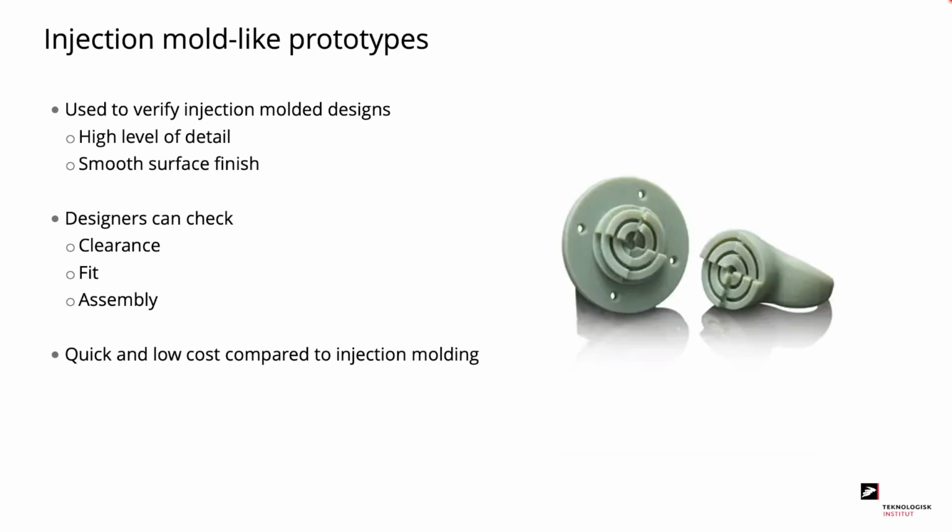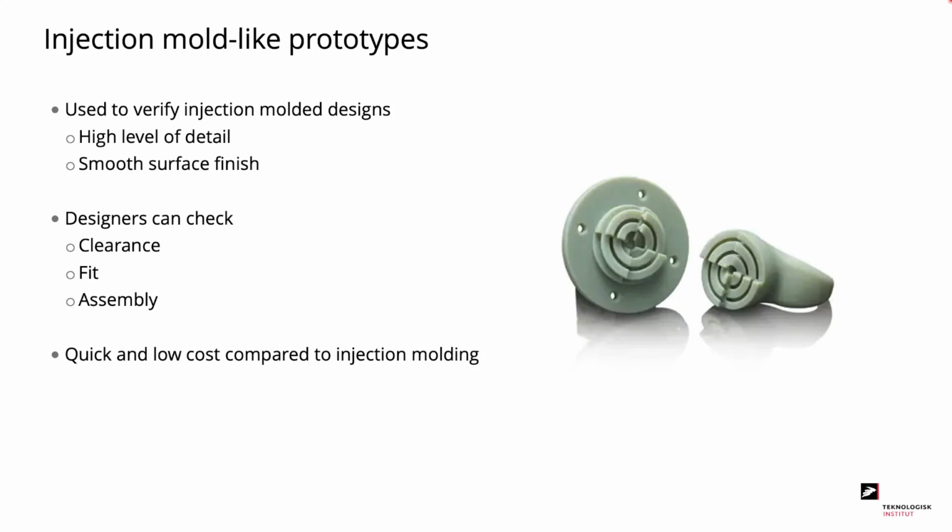Another use for material jetting is injection mold-like prototypes. Here, the technology is used to verify injection molded designs, and you get a very high level of detail and a smooth surface finish. With this technology, the designers are able to check their designs in terms of clearance, fit, and assembly, and they can do that because of the very high accuracy of the technology. Even though material jetting is a quite expensive technology, it's still very quick and low cost compared to actual injection molding.